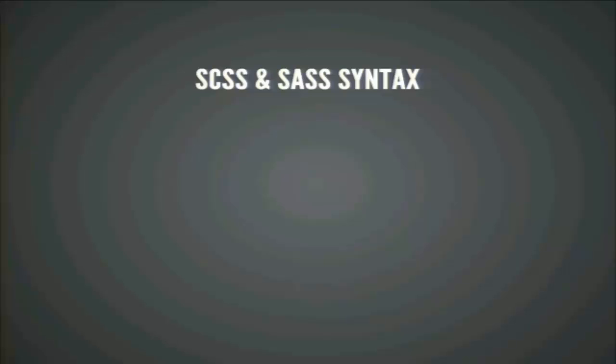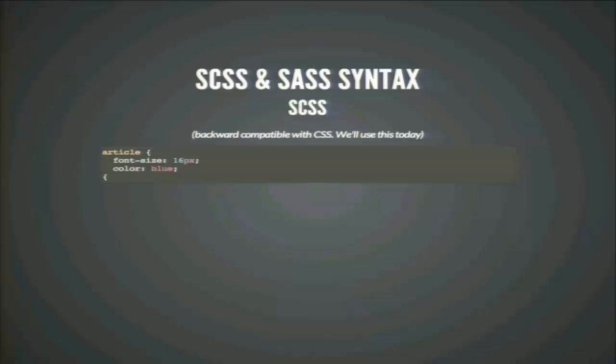So SCSS, if you're new to Sass, this is where you want to start. You want to use SCSS because it looks like CSS. That's exactly what it is. It is curly brackets, semicolons for end of lines. It looks just like CSS, which means you can copy and paste your current CSS, throw it into an SCSS file, compile it to Sass, and it works just fine.